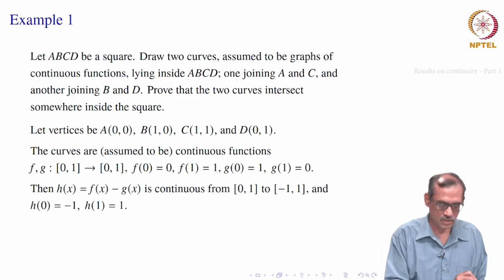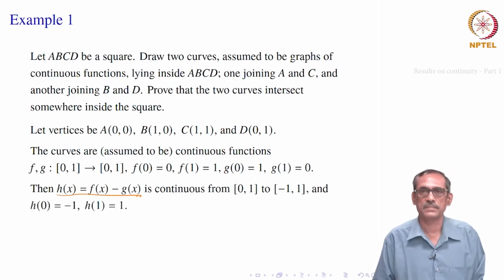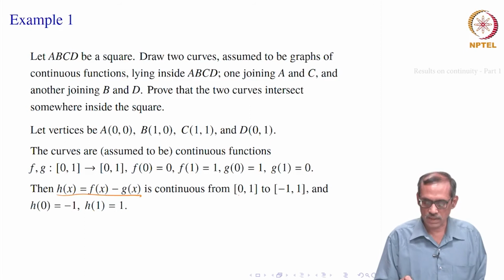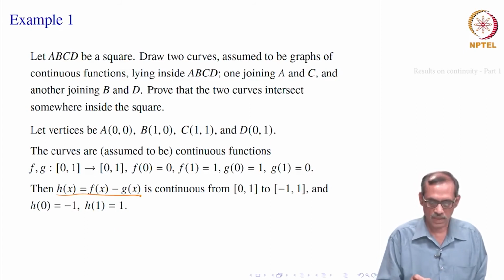So, what happens is we define another function h of x, which is f x minus g x. We know that this is continuous because of the algebra of continuous functions. This is continuous from where? From 0 1 to what is the range?